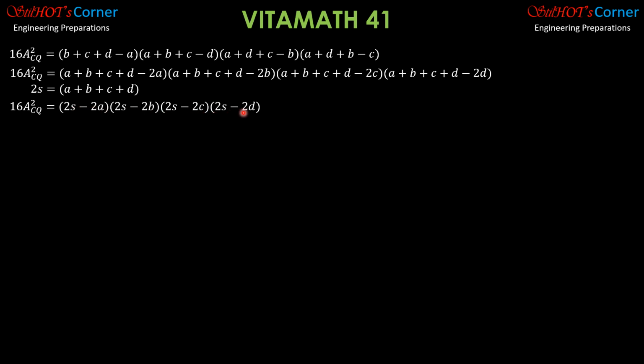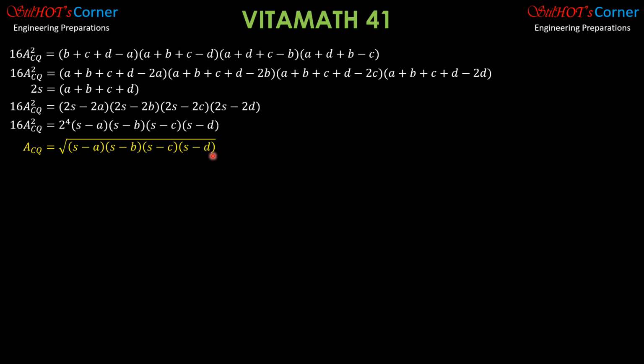Factor out 2 to each of these terms in each parenthesis which is common. So 16 area of cyclic quadrilateral square is 2 to the 4th times quantity s minus a times s minus b times s minus c times s minus d. And 2 to the 4th is also 16, so we can cancel them. Then extract the square root. So what remains here is area of cyclic quadrilateral, which is square root of s minus a times s minus b times s minus c times s minus d. So this is the formula that is required. We want to achieve, and we have done it.